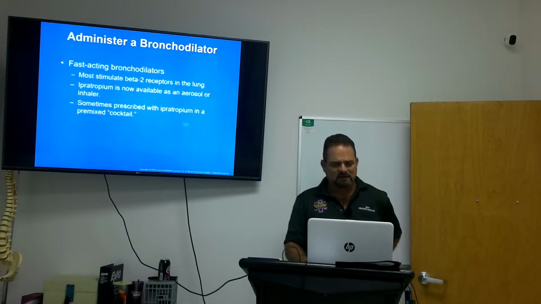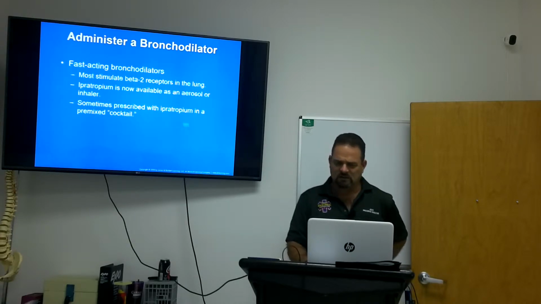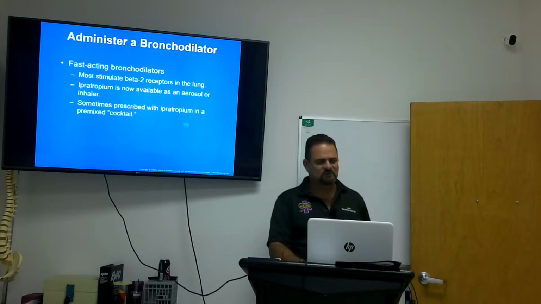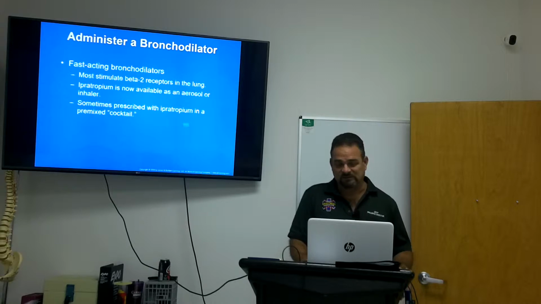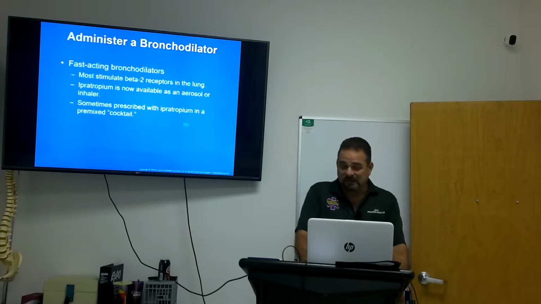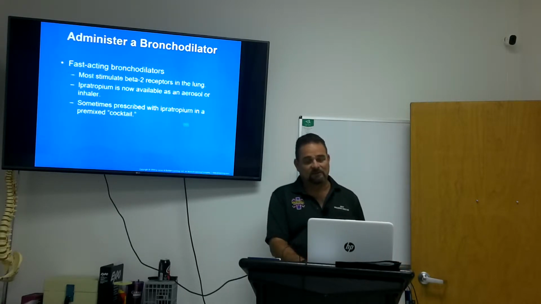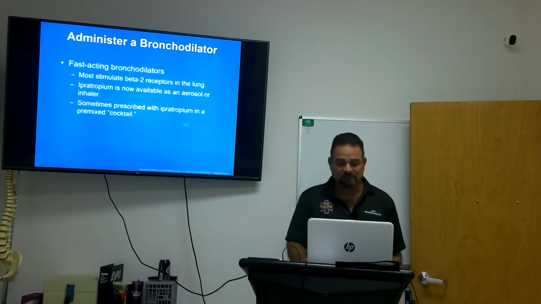Fast-acting bronchodilators, the most common types used, work by stimulating the beta-2 receptors in the lung. They produce almost instant relief. Past strategy was to give aerosolized atropine. Ipratropium is now available as an aerosolized solution or inhaler. The two medications are sometimes prescribed in a pre-mixed cocktail, otherwise a Combivent or a combination updraft. Popular long-acting bronchodilators include Salmeterol, which is Serevent, and also Cromolyn, which is called Intal or NasalCrom.